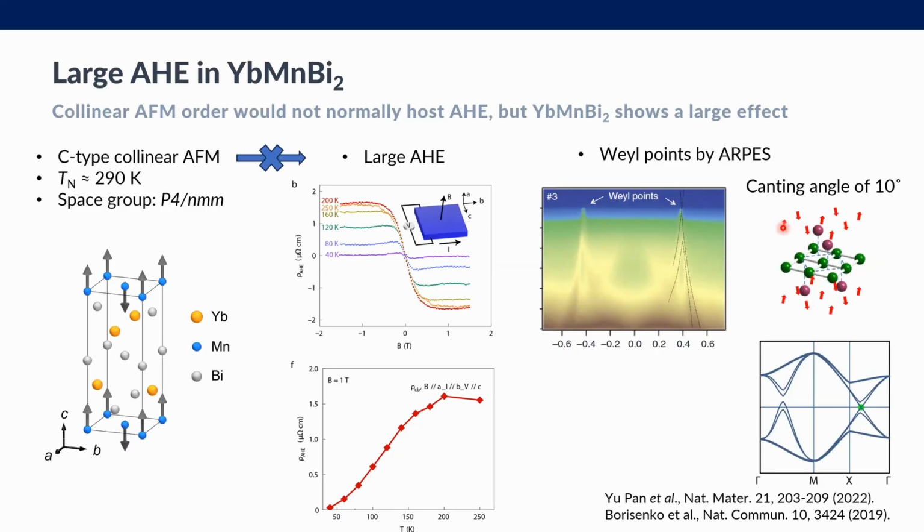manganese spins, both the spin up and the spin down spins, should cant towards the same direction within the AB plane. That canting would produce a ferromagnetic component within the AB plane, and this ferromagnetic component can break the time reversal symmetry to induce these Weyl points. And their calculation proposed this canting angle should be about 10 degrees. So now the question is whether there is actually spin canting in a bulk sample of the equilibrium compound.